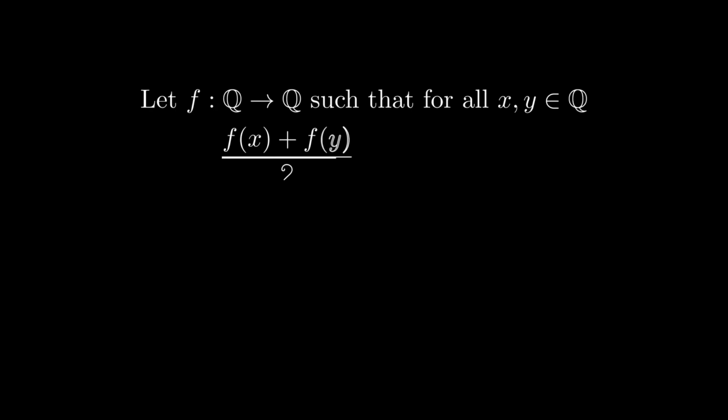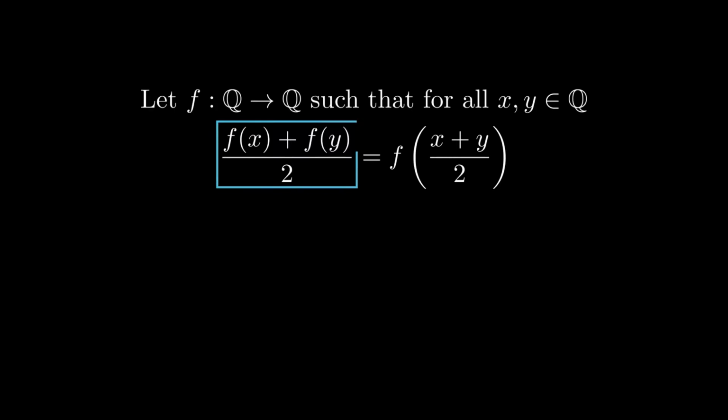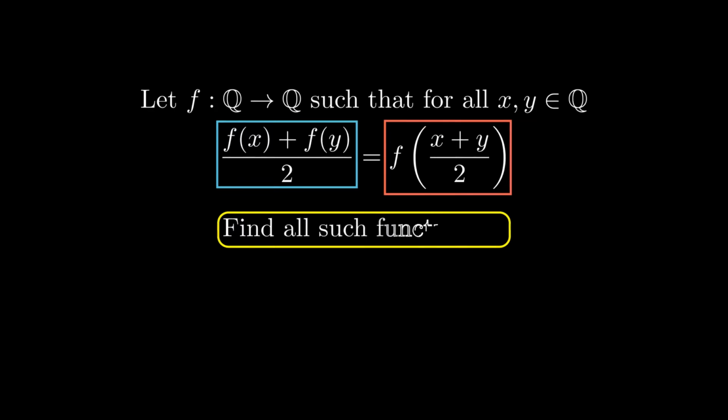Let me give you a function f that takes the set of rational numbers Q and maps it to the set of rational numbers Q. Let's say the function f satisfies the following functional equation, where if you take any pair of rational numbers x and y, we have (f(x) + f(y))/2 is the same thing as f((x+y)/2). The game now is to determine all such functions f that satisfy this functional equation.